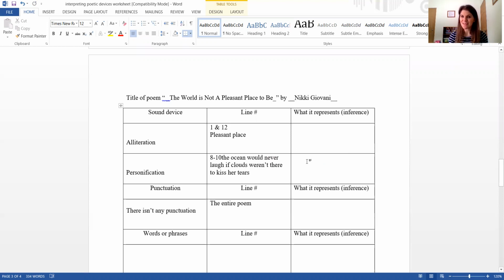All right, so what does this mean? This really gets to the heart of the message, right? So, there wouldn't be happiness if somebody wasn't out there to help comfort you, perhaps, something along those lines. So fill in what you think that particular line means.